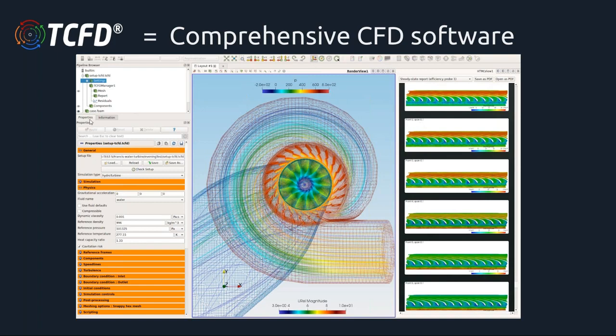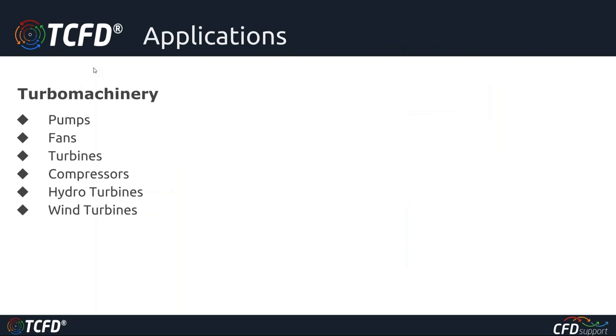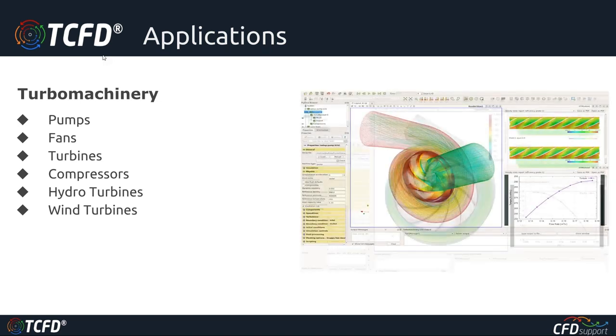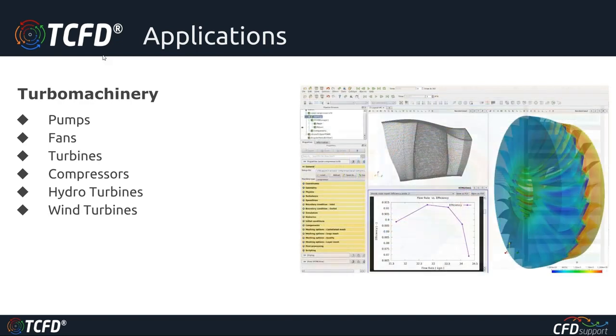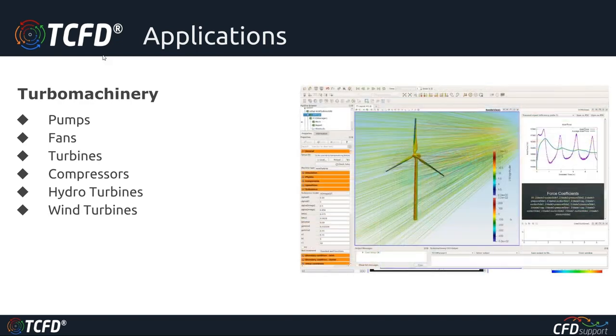Here you can see the graphical interface, how TCFD looks. You can do pretty much everything in it in terms of CFD setup. Everything is in the graphical interface. TCFD is always focused on particular workflows for particular applications. So TCFD's core business has always been turbomachinery simulations like pumps or fans, turbines, compressors, hydro turbines, wind turbines, and many other kinds of turbomachinery, both radial and axial, both compressible and incompressible fluid flows.